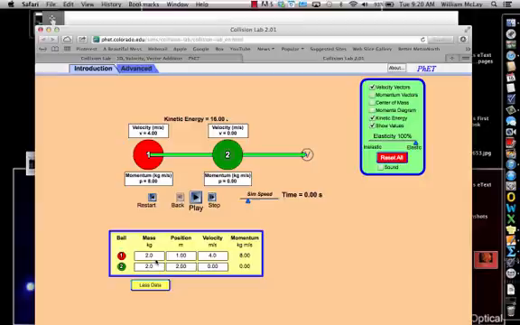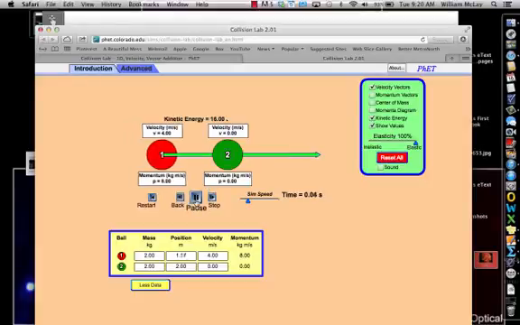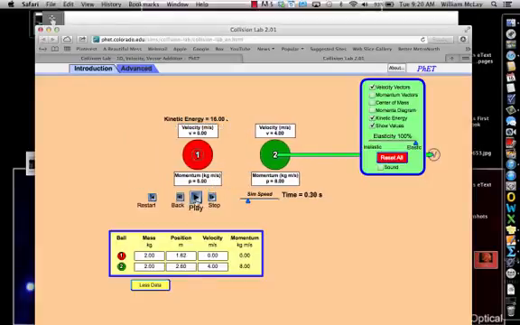So here we have two objects, both equal mass, both 2 kilograms. One is at rest, and one is going to be moving at 4 meters per second. Total momentum, 8 Newton seconds. Total energy, 16 joules. Now you'll notice that mass 1 came to a complete stop, no momentum, and all the momentum of 8 Newton seconds is transferred to mass 2. Total energy still remains at 16 joules.